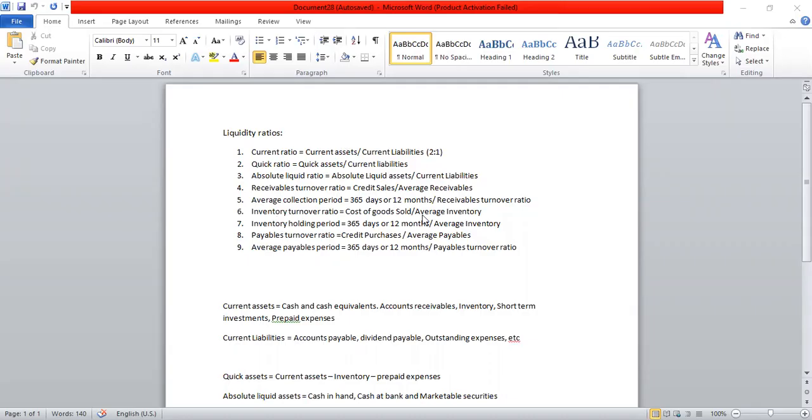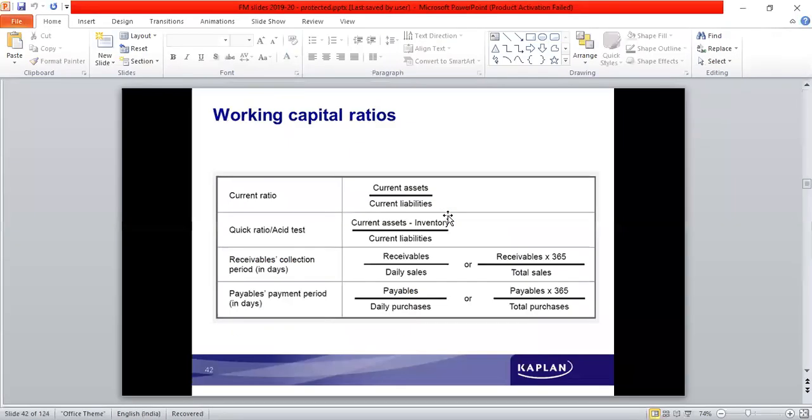Similarly is the case with inventory turnover ratio, which is cost of goods sold by inventory. The period will be 365 days or 12 months divided by inventory turnover. Payables turnover ratio would be credit purchases by payables, and the period of payment, the average payables period, is equal to 365 days or 12 months divided by payables turnover ratio. So convert them into number of days.